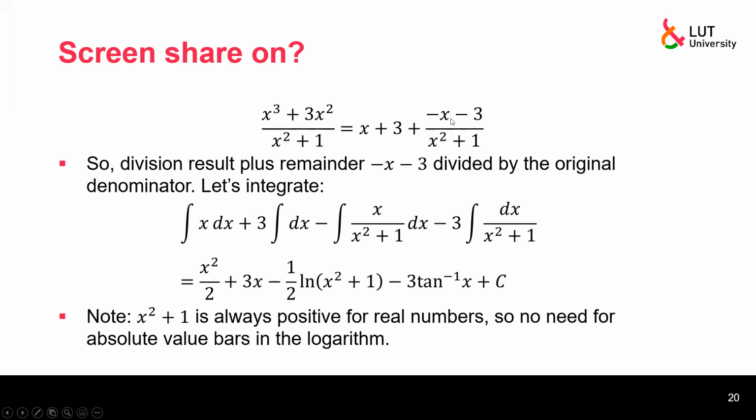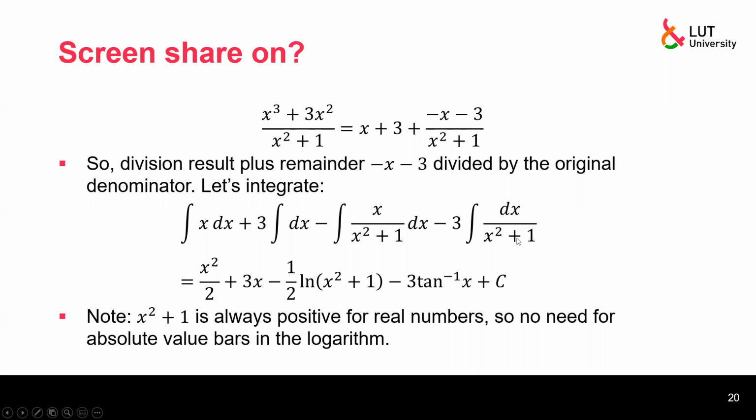because now with the minuses, I can remember that when I split that into smaller integrals, we get integral of x, integral of 3, and then we get integral of minus x over x squared plus 1, and integral of minus 3 over dx over x squared plus 1.